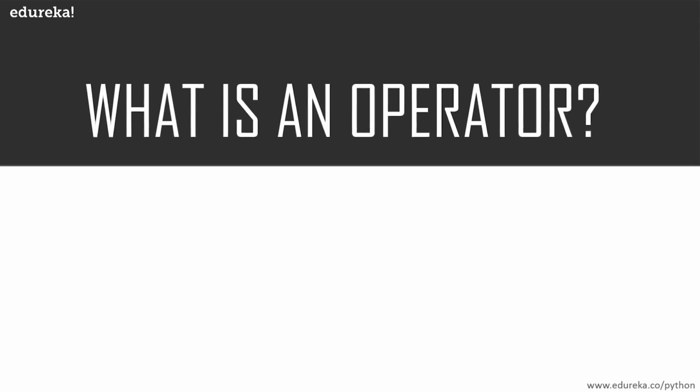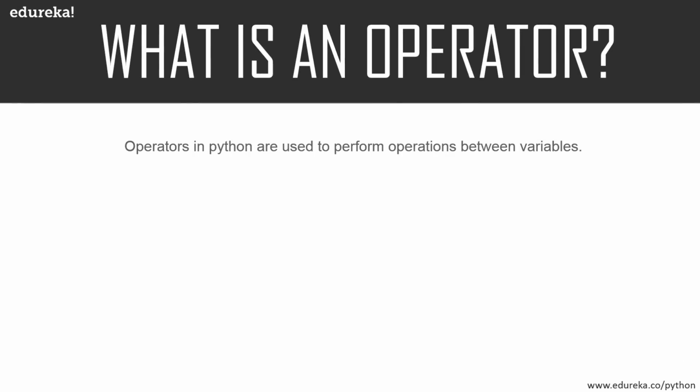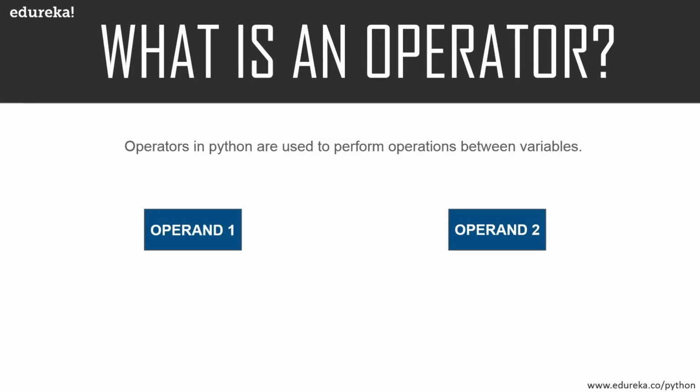So let's try to understand what exactly is an operator. An operator is used to perform operations between two values or variables. We can call operators constructs or special symbols that are used to manipulate the values of the operands. Now you must be wondering what is an operand. The values that we use in an operation are known as operands. These operands can be variables or any data type that we have in Python.